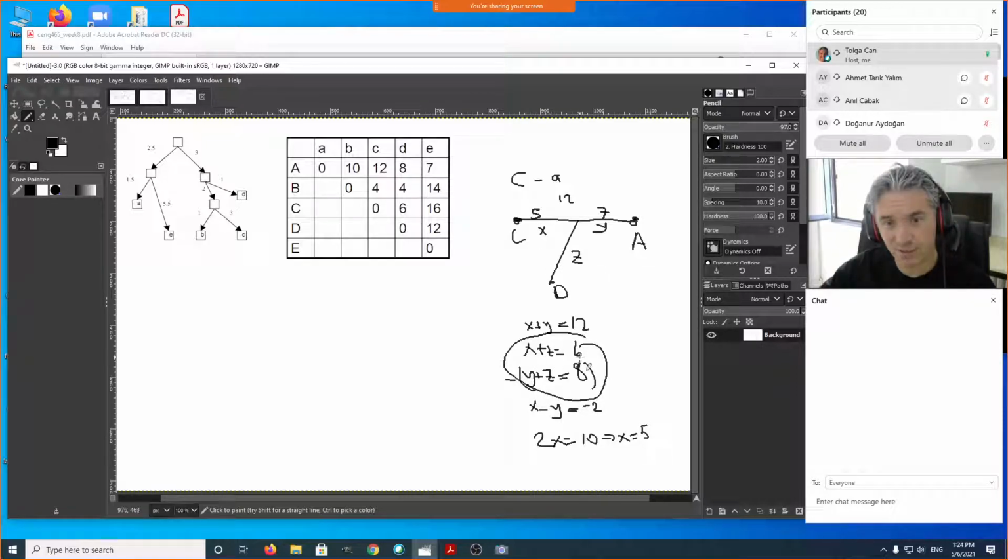X plus z was 6, z becomes 1, right? And y plus z was 8. Yeah, it's 8. As you can see, everything is satisfied right now. Between A, C, and D, we have this tree.